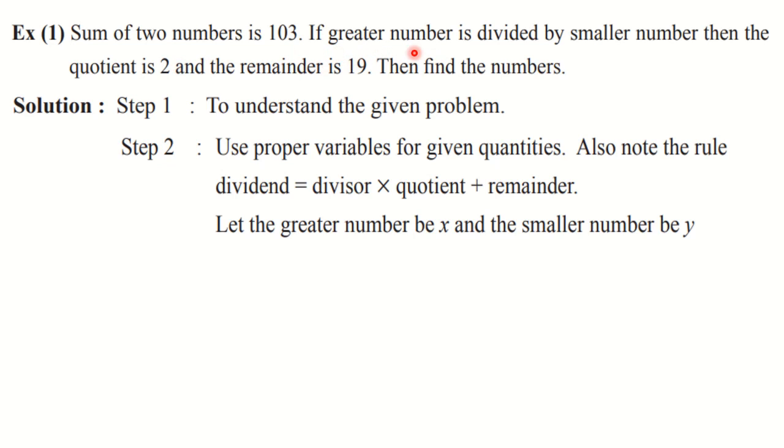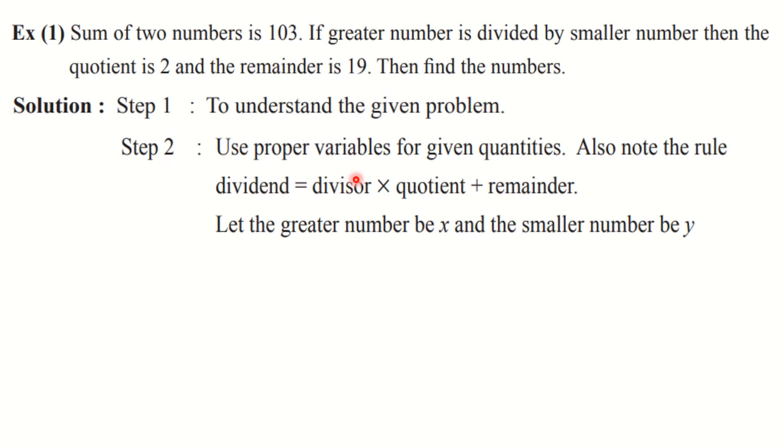The rule is what? Here you can see that dividend is there, divisor is there, quotient is there, remainder is there. The greater number is divided, so the greater number is the dividend, and the smaller number is the divisor. So we need that relationship. What formula do we have? Dividend is equal to divisor into quotient plus remainder. This is what we have understood from the question.